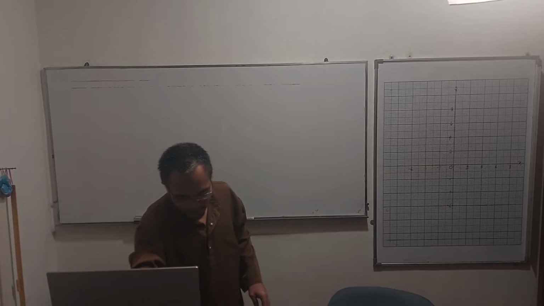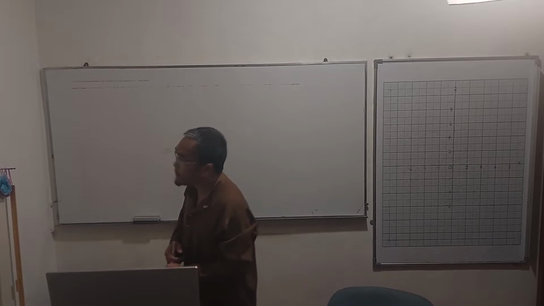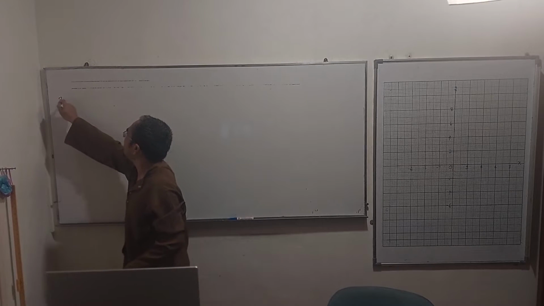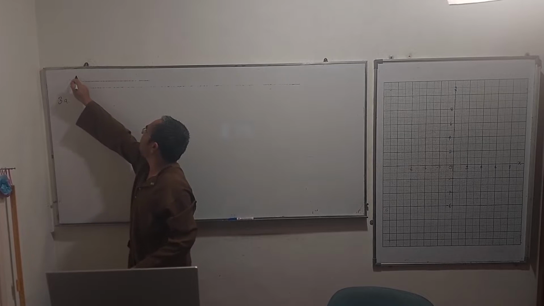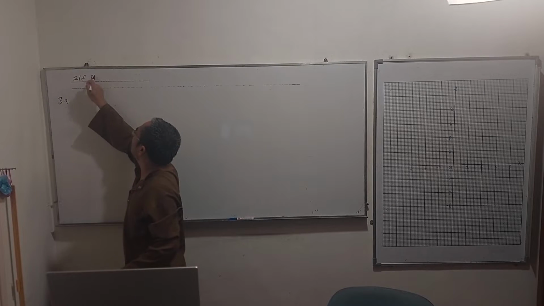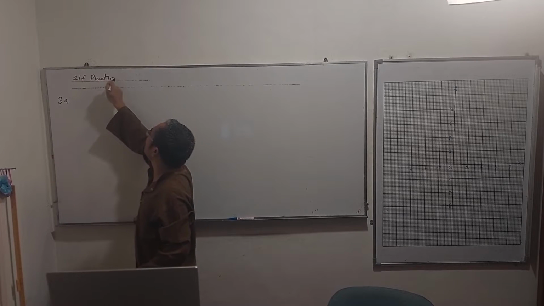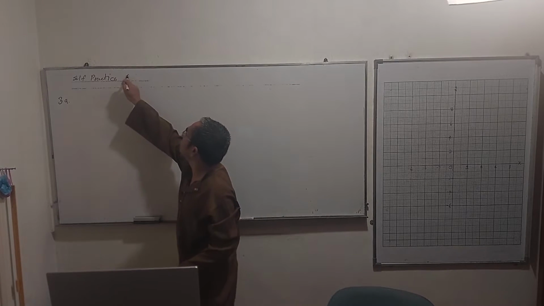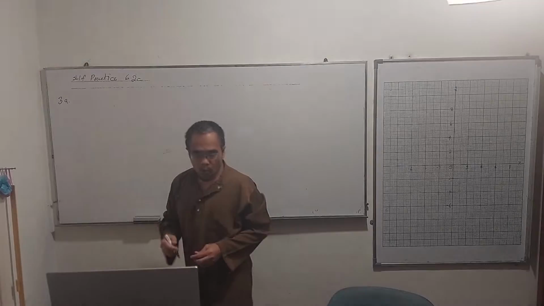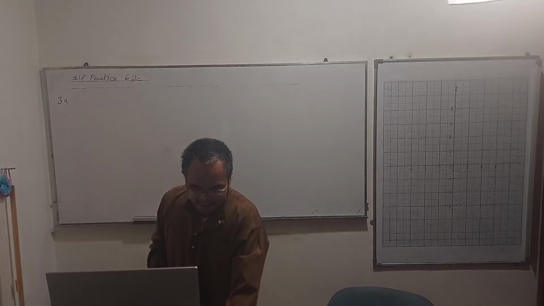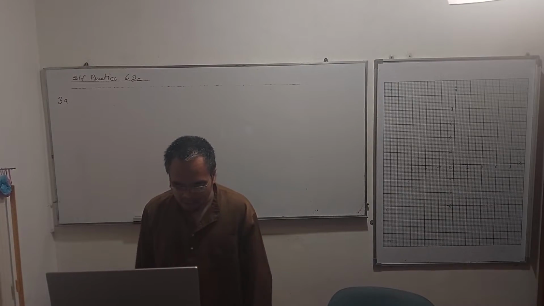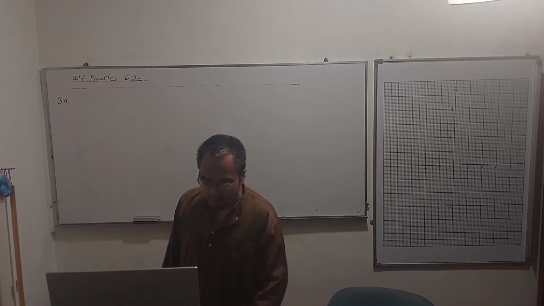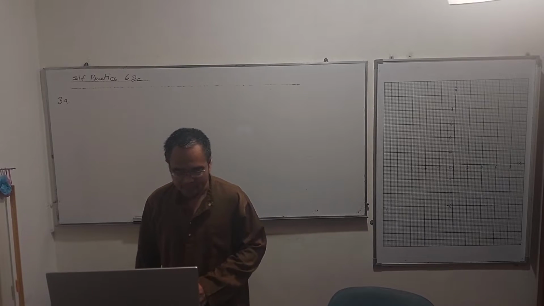Okay, now look at question number 3A at self-practice, 6.2C. So the question is, sketch and shade the region that satisfies each of the following system of linear inequalities.